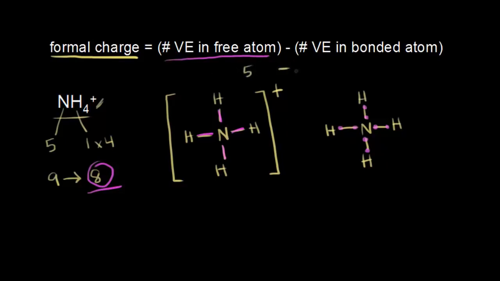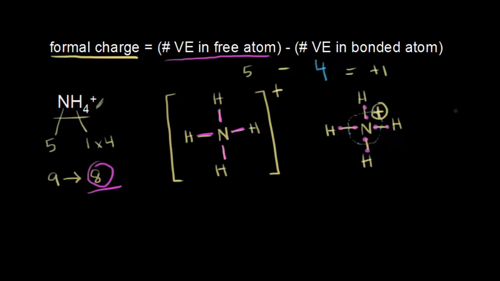From that number, we're going to subtract the number of valence electrons in the bonded atom. And the way to approach that is to look at your dot structure here and think about those 2 electrons in those covalent bonds. One of them we're going to assign to the hydrogen, and one of them we're going to assign to the nitrogen. And so we go around, we do that for each one of our covalent bonds like that. And so now we can see that nitrogen is surrounded by 4 valence electrons in the bonded atom. So let me go ahead and write that. So it's 5 minus 4. And so 5 minus 4 is, of course, +1. So we have a +1 formal charge on the nitrogen. So this nitrogen has a +1 formal charge.